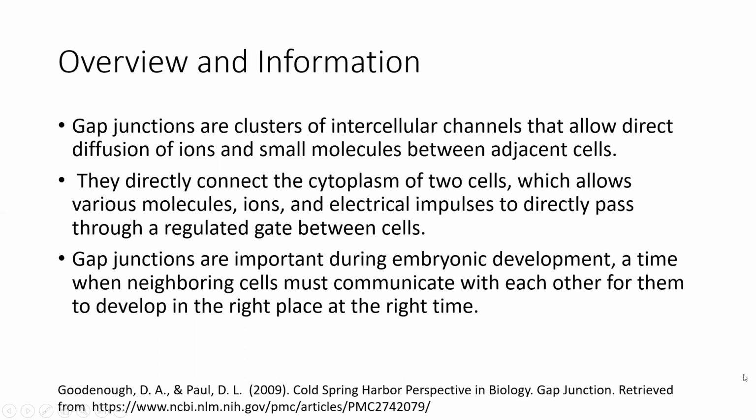Some information about gap junctions is that they are clusters of intercellular channels that allow direct diffusion of ions and small molecules between adjacent cells. So they directly connect the cytoplasm of two cells, which allows various molecules, ions, and electrical impulses to directly pass through a regulated gate between the cells.